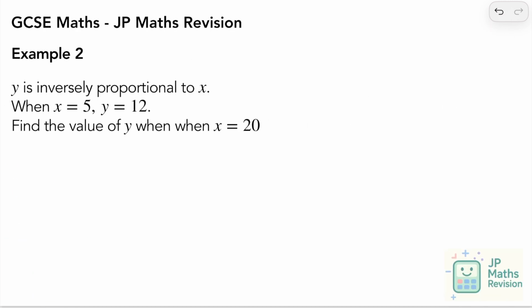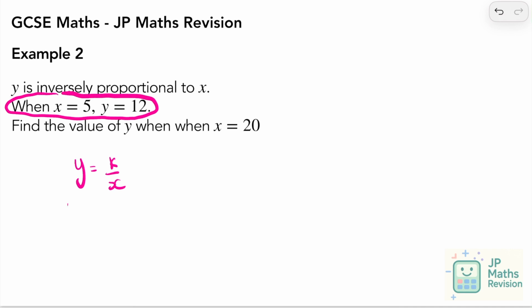Here's another example. So it says y is inversely proportional to x. So this time we don't have direct proportion, we have inverse proportion. So rather than writing it as y equals kx, I'm going to write y equals k over x. So to find the constant of proportionality, again, I'm going to substitute in the values that we have. So we have when x is 5, y is 12.